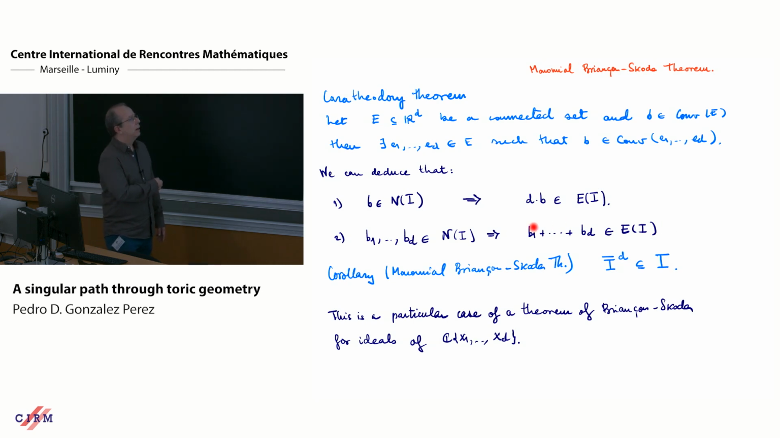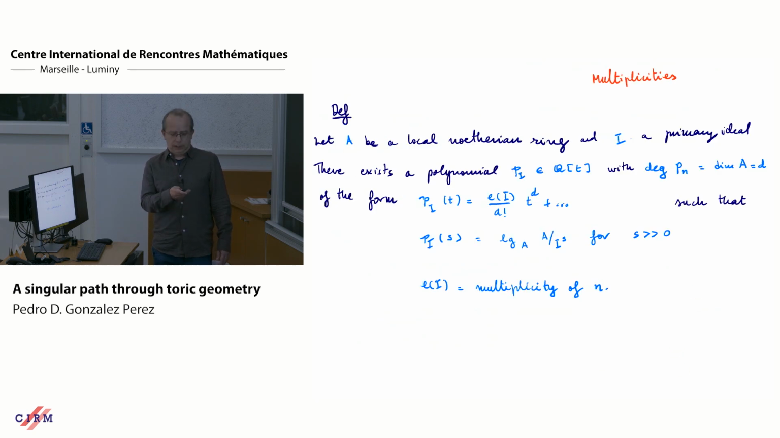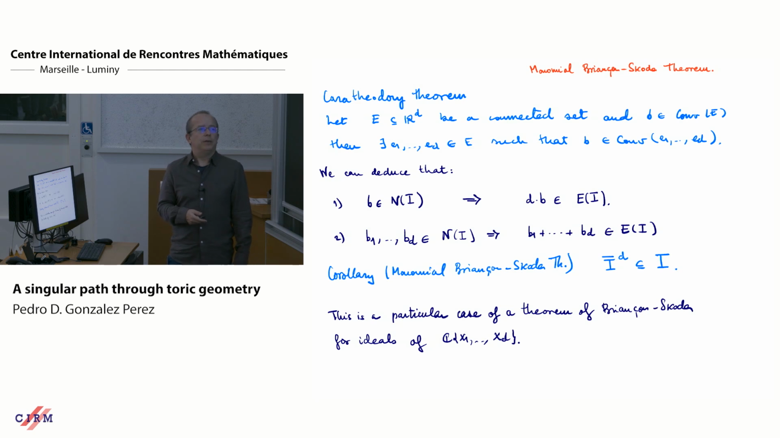Okay? And a corollary of this is the monomial case of the theorem of Briançon-Skoda, which states in this case that if I take the integral closure and I take the power d of this ideal, then it is contained in I. And this is a particular case of a theorem of Briançon-Skoda for ideals of the power series ring, and Bernard, following Rees, has developed this theory, and this is what we are going to see now.